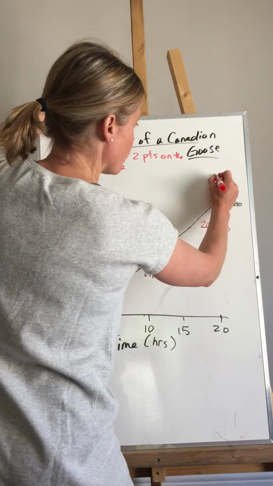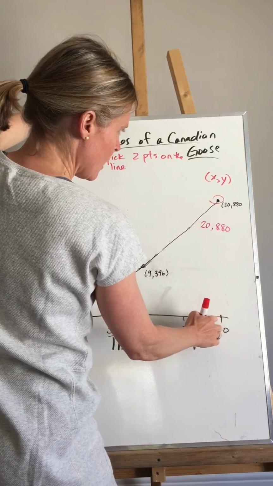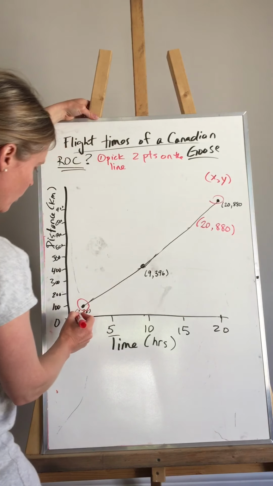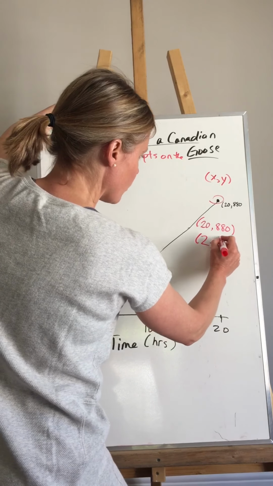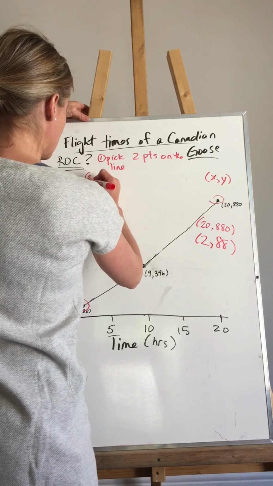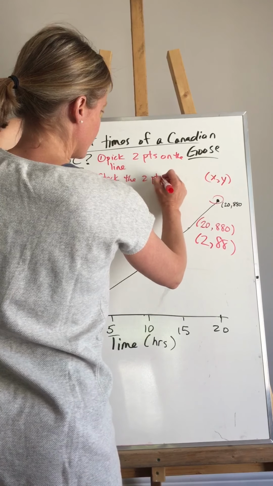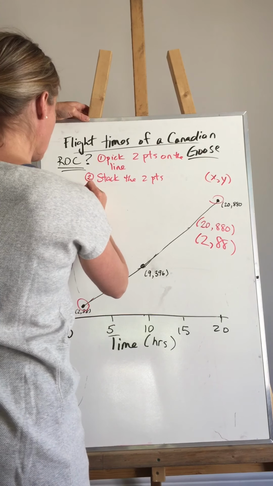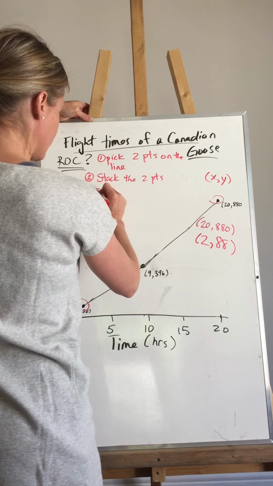Okay, so remember each point is x, y coordinates. So my x coordinate is 20 and my y coordinate is 880. Okay, so that's 1 point. And the other point I've chosen is 2 for my x coordinate and 88 for the y coordinate. Okay, there's my 2 points. The second step you're going to do is you are going to stack the 2 points. Okay, meaning like one point is stacked on top of the other. Okay, that's easy.